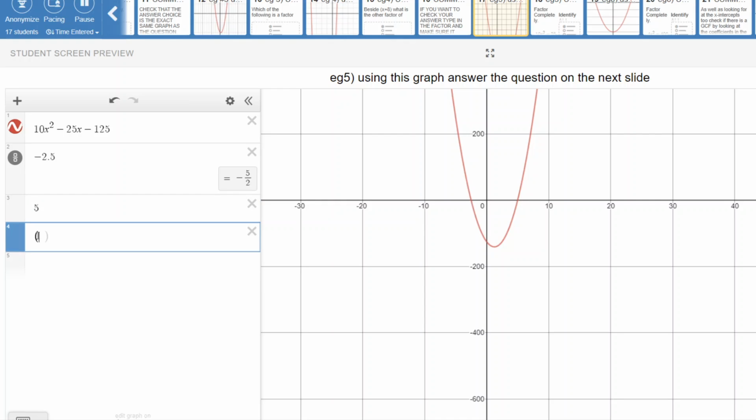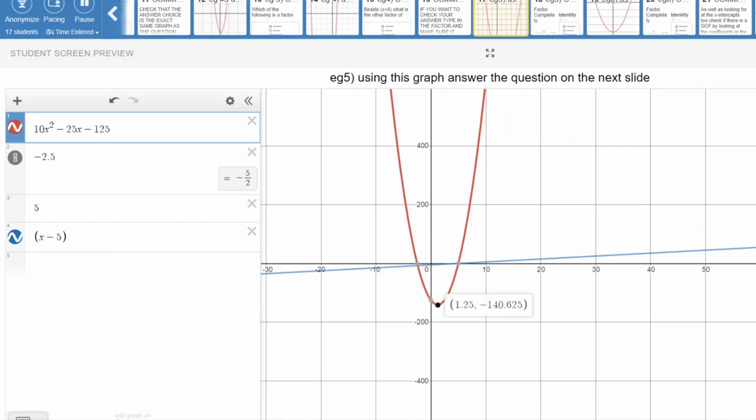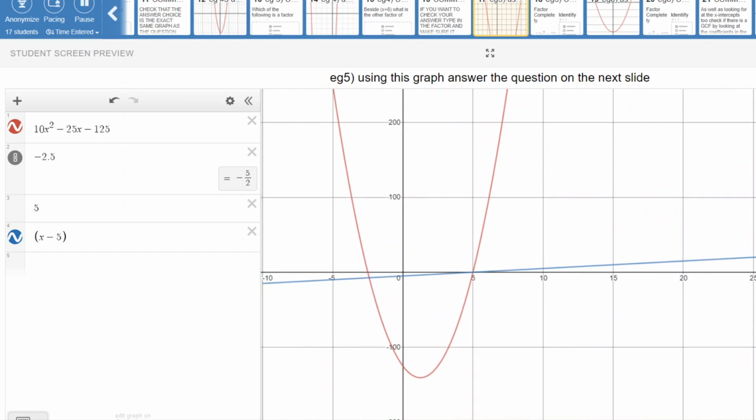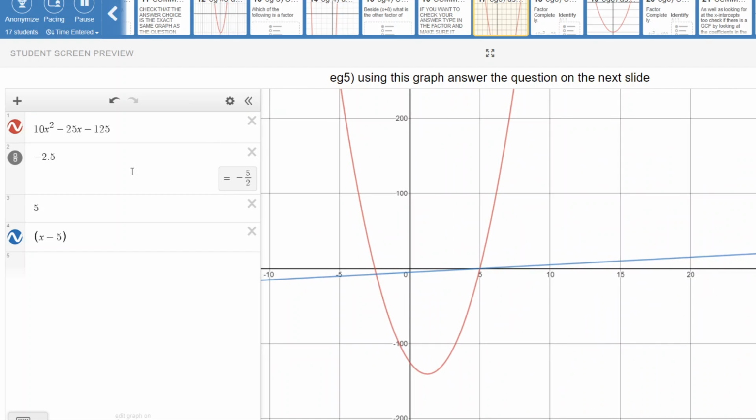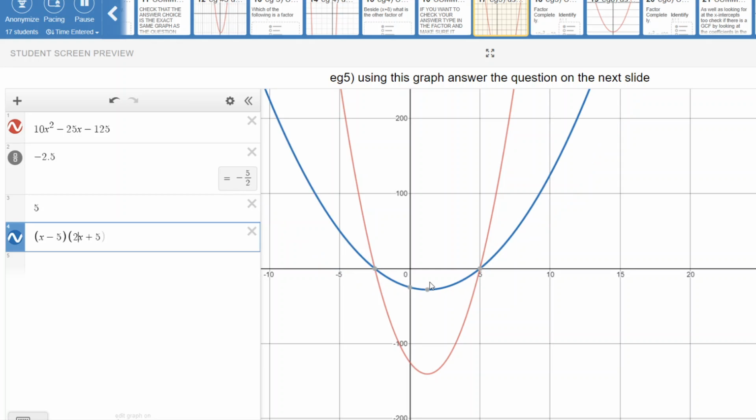So for the 5, do the opposite and put x minus 5. Oops. I think that just made it worse, didn't it? There we go, that's a little bit better. Probably still zoomed in a little too much, but hey. The negative 5 over 2, do the opposite. So put x plus 5 over 2. But that bottom number, we're just going to bring to the front here, and it gives us 2x plus 5.